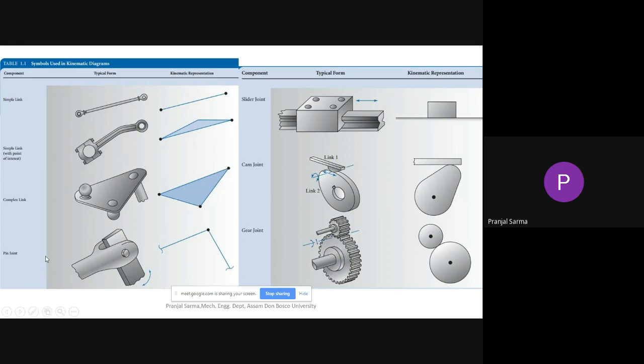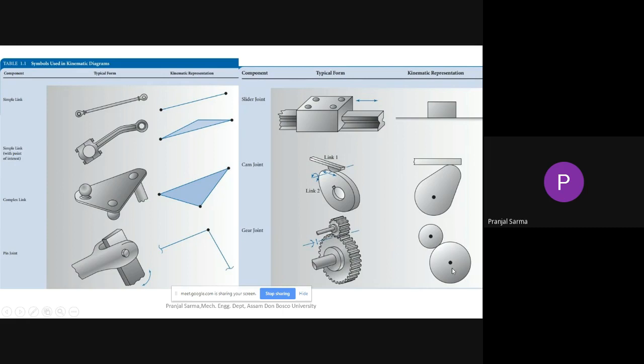Similarly, for a pin joint, two links are held together with a pin or hinge, so we show it like this: first link, second link, and this is the joint. In actual sense it may look somewhat like this, but we'll be drawing it like this in the simple case. Similarly, a slider joint I can show like this. That means the one surface on which this block is going to slide, that way we represent the slider joint. So you must understand that this situation may represent any kind of actual mechanism in real life. It may look somewhat like this. Similarly, a cam pair or cam joint, we simply show like this in kinematic representation.